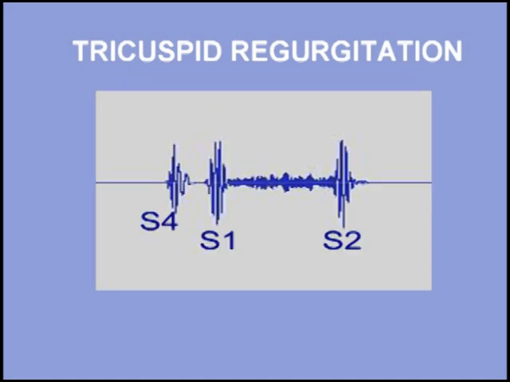Both third and fourth heart sounds may occur in tricuspid regurgitation. Listen to the murmur of tricuspid regurgitation accompanied by a fourth heart sound. I will begin with normal heart sounds, and then add the fourth heart sound, and finally the murmur of tricuspid regurgitation.